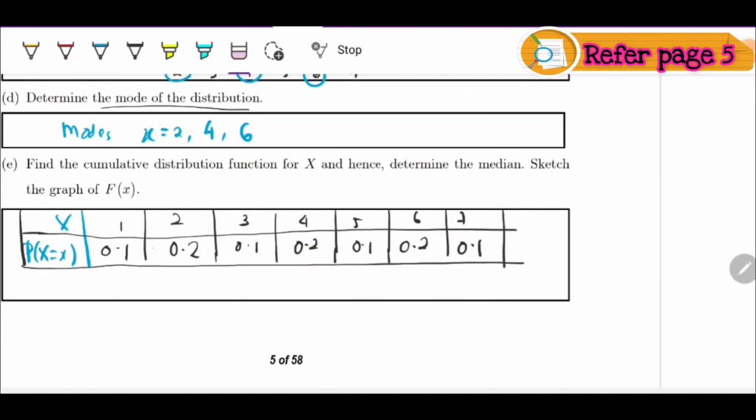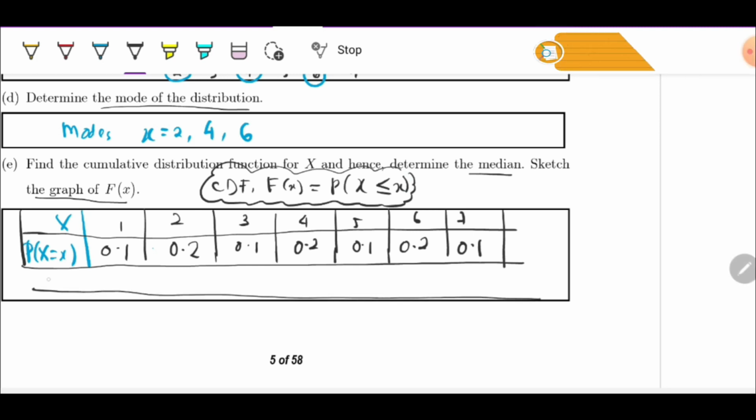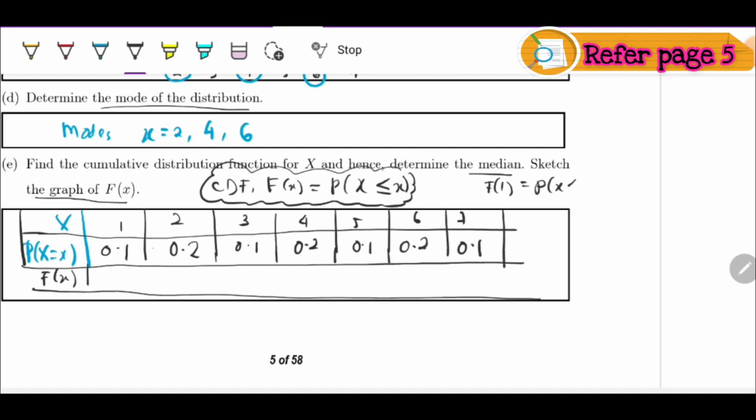E. Find the cumulative distribution function for x and determine the median, hence sketch the graph. So by definition, CDF or capital Fx is equals with the probability of x less than equals to x. So to find the CDF, firstly, you must add one row below the probability. F1 means Px is less than equals to 1. So the value is 0.1.